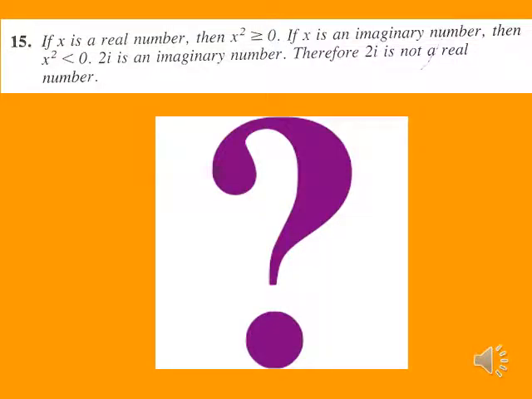I am actually purposely doing these out of order, and the next one that we're looking at, it says if x is a real number, then x squared is greater than or equal to 0. If x is an imaginary number, then x squared is less than 0. 2i is an imaginary number, therefore 2i is not a real number. Again, you want to kind of think what all is going on in this problem.